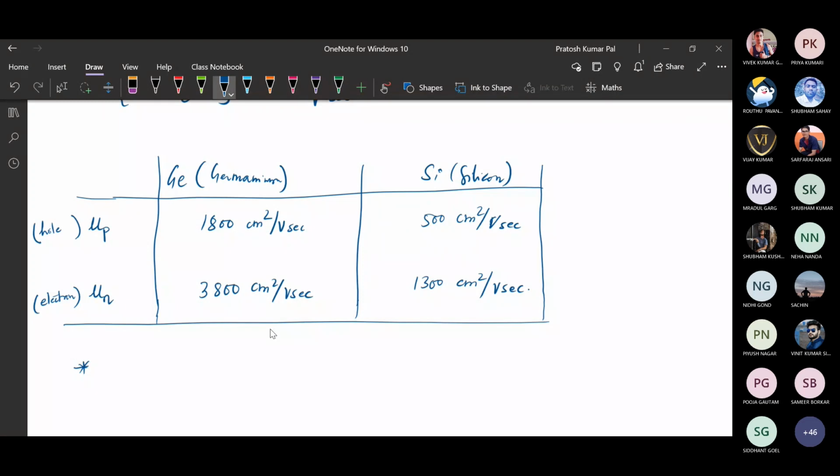So that means we have the relation that it is around 3 times for electrons and around 4 times for holes. This is a rough idea you can remember. That means if any device, suppose we have fabricated a device, and that device is made of germanium.